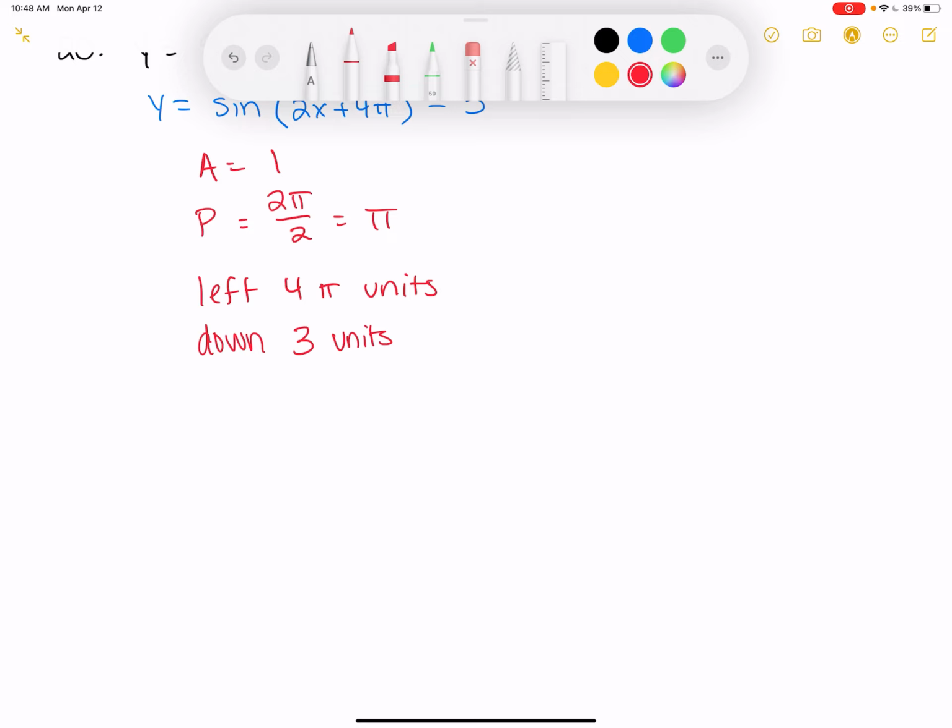All right, number 30. Wrong color. Why are there 2 directions? Because there's one outside the parentheses too. All right, 30. We have f of x is equal to 1 minus 3 sine of x plus pi. Don't say anything yet. Just write the problem down.